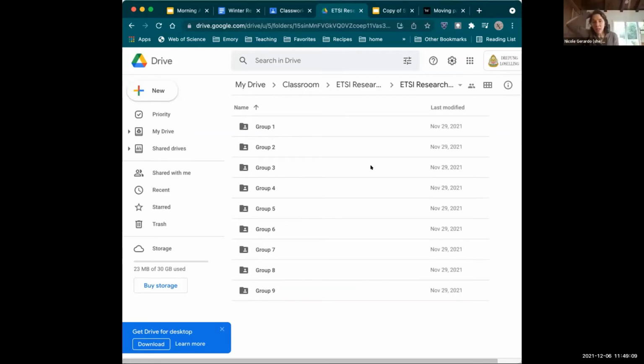And going forward, one important part of science is that you protect data very carefully.